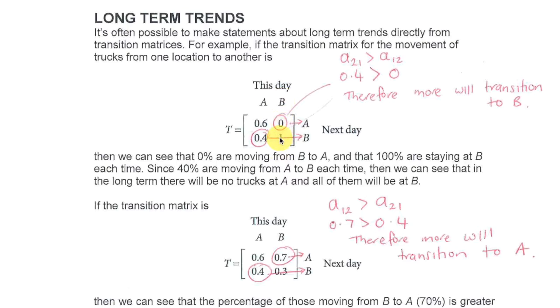And this 1 represents that 100% of whatever comes to B will remain to be at B. So what we can clearly see here is that eventually all of the population or all of the trucks will end up at B because of the A, 40% move across to B, but once they get to B, they're always going to stay at B. There is no percentage at all that were at B that move across to A. So eventually, over time, all of the trucks in this particular example are going to end up at B because we've got a 0 here.